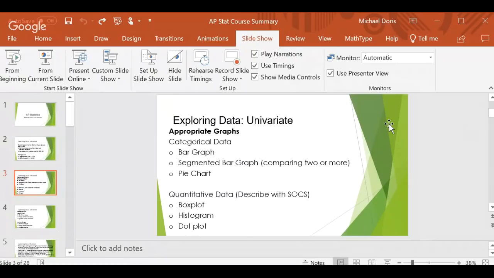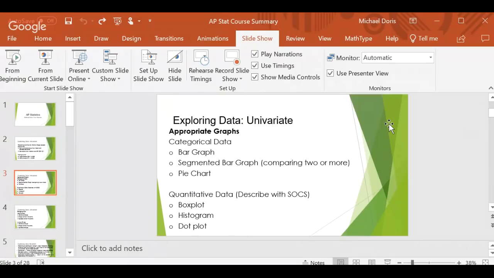So for quantitative data, you're going to use SOCs. That's box plots, histograms, dot plots, stem plots, ogives. For categorical data, it's going to be bar graphs, probably segmented bar graphs if it's a 2x2 table that you have to make a graphical display for, or a pie chart.